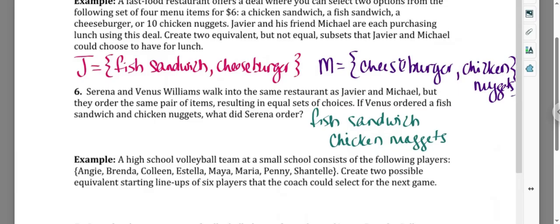So the next two, we have the players listed on the volleyball team. Obviously, you only have 6 players at a time on the court. So create 2 possible equivalent starting lineups of 6 players that the coach could select for the next game. Again, equivalent means they have the same number of elements, just not necessarily the same elements. And then 7, we want equivalent subsets for a captain and an assistant captain. So create the 2 subsets for each question.